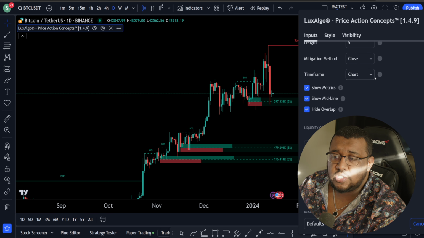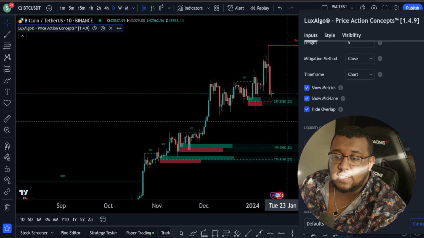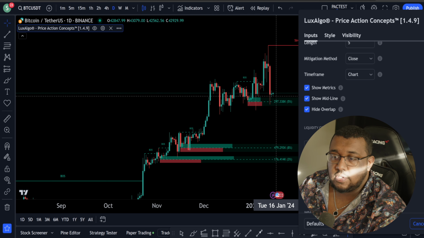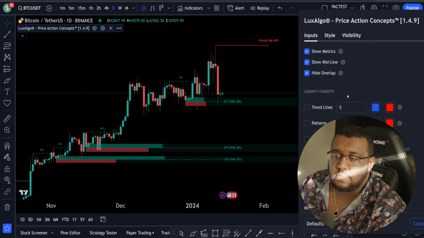Time frame is still going to be chart. Show metric, show midline, high overlap. This is all going to be the same. You want to have all this information here. You can see these order blocks. You want to have all that information there.